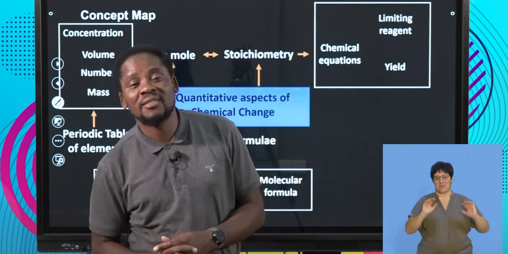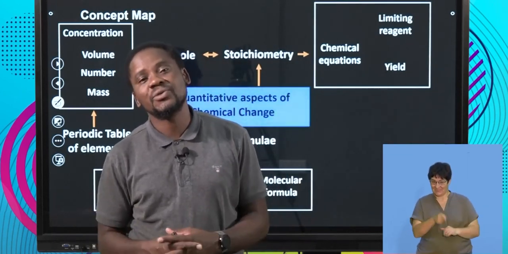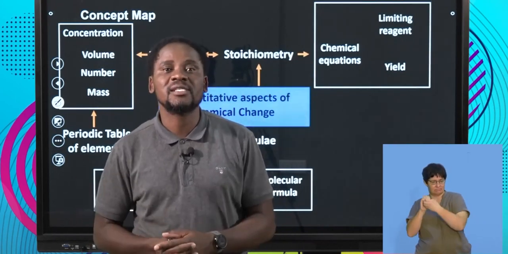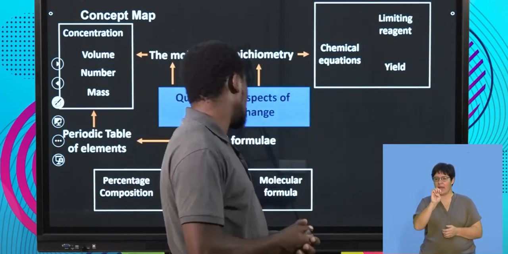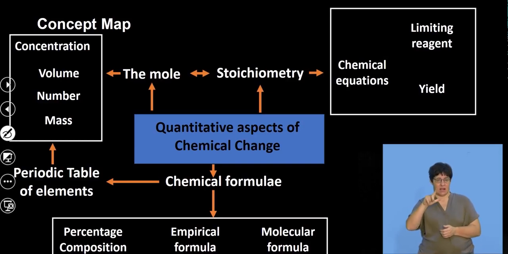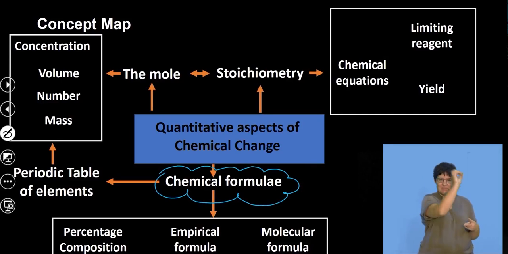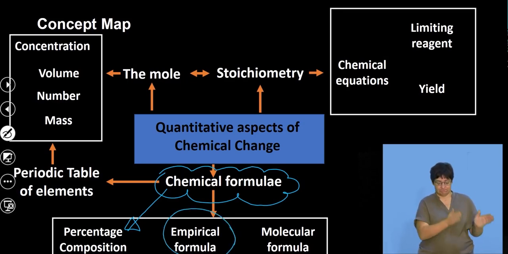Welcome back to our third and final segment. We're still looking into the quantitative aspects of chemical change, but now we shall focus our attention on the empirical formula. Right, so now we understand the chemical formula. We also understand percentage composition in terms of elements making up a compound, and this has to do with the mole ratio.